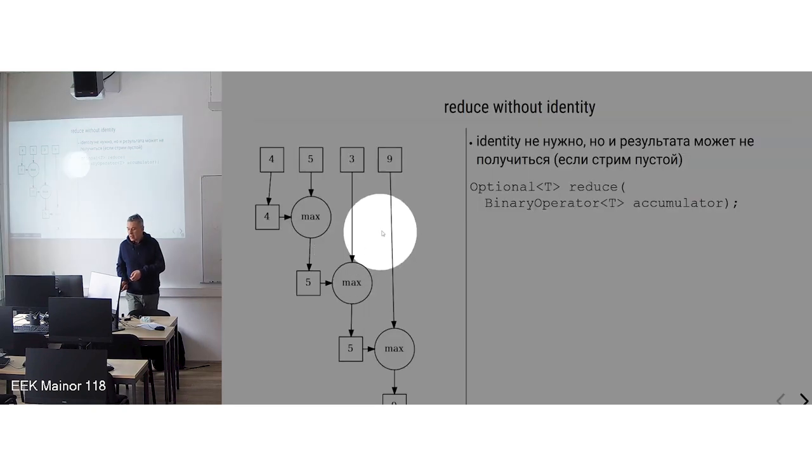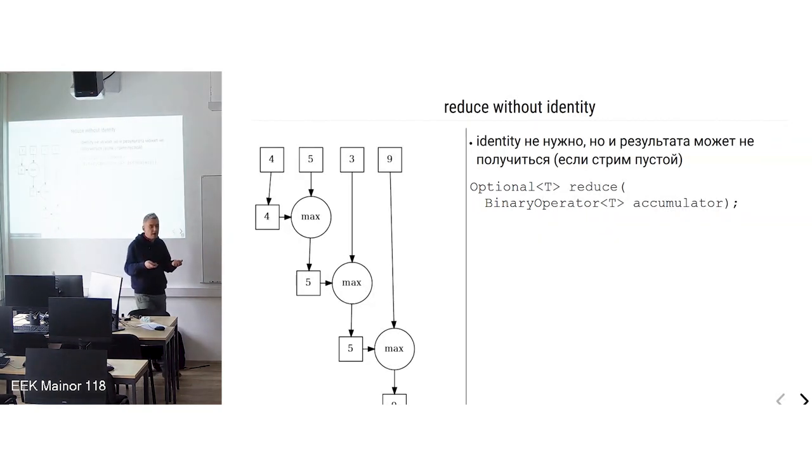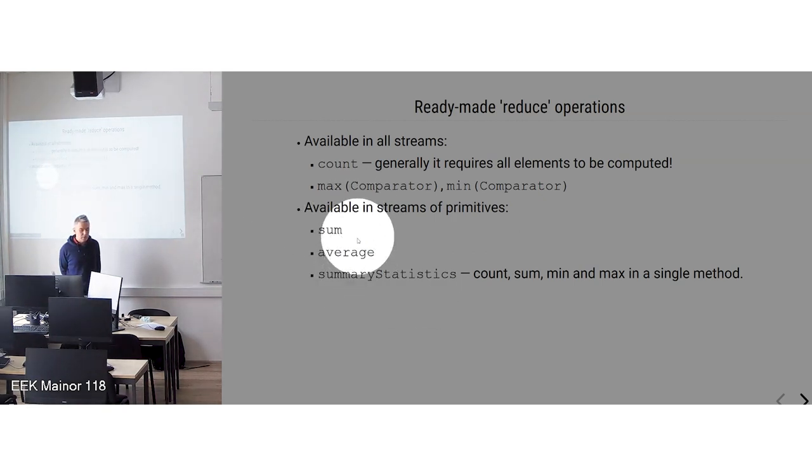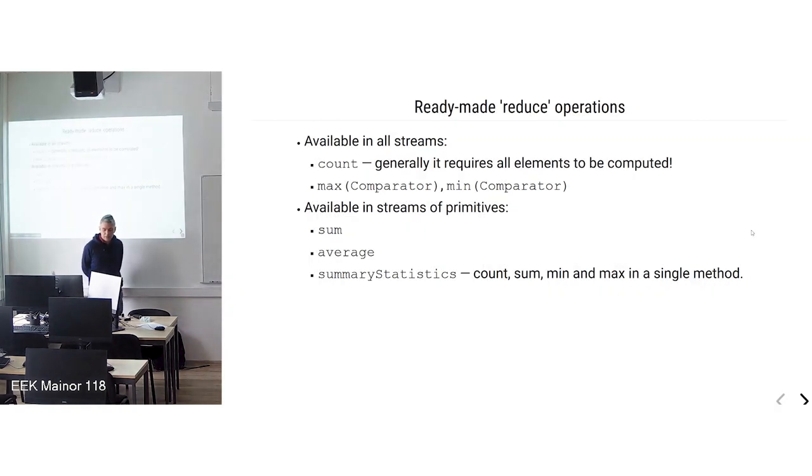And this is why reduce without identity will return you an optional. What's the sum of an empty stream if you have zero as identity? It's zero, right? No transactions, no money, zero amount. What's the maximum transaction in an empty stream? We don't know, it's an empty value. So you already have ready-made reduce operations in the standard library, like counting all the values one by one, maximum, sum, average, and summary statistics, which will return you in one object the important statistical features of the set, like count, sum, minimum, and maximum.